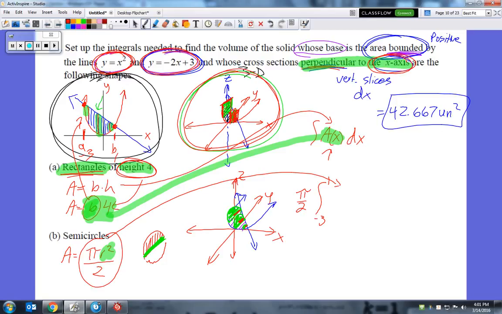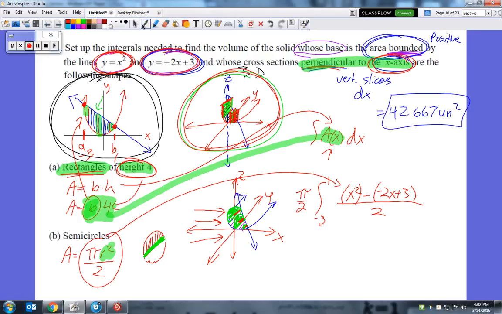So the top function we've already identified is x squared, minus the bottom function, which is negative 2x plus 3. And again, remember those parentheses. That's where people mess up. So the top minus the bottom gives me the diameter, but I want to divide that all by 2, because that yields the radii that I'm highlighting over here in red. Those are the changing lengths of the radii as you go throughout that entire interval from negative 3 to 1.